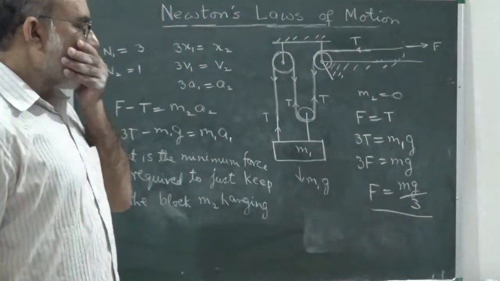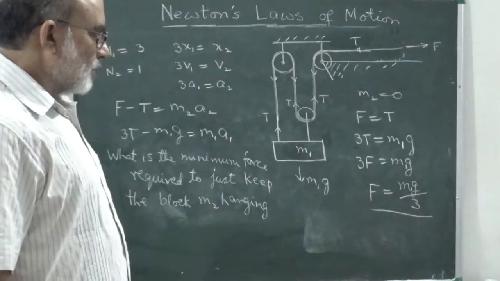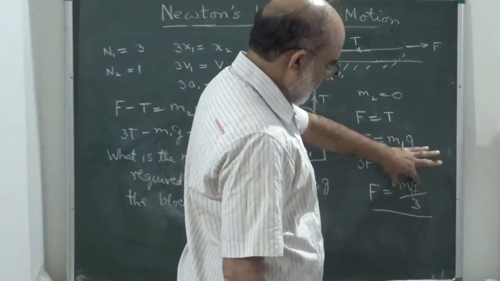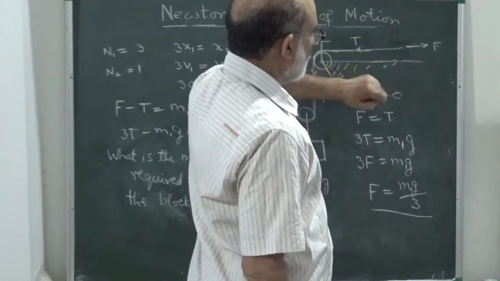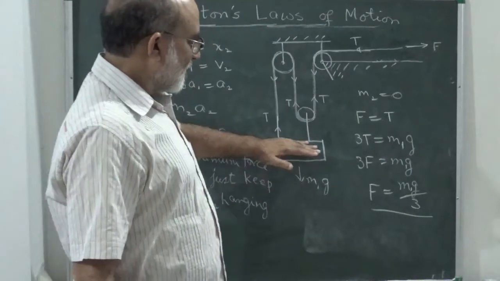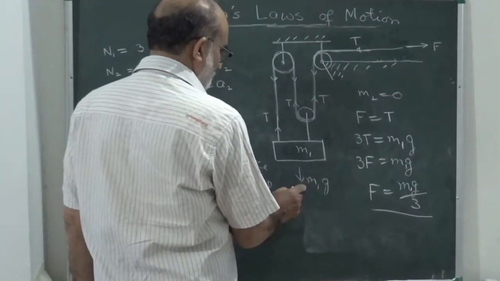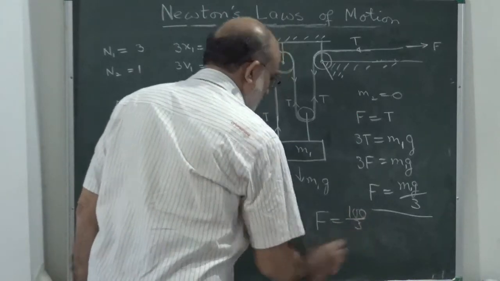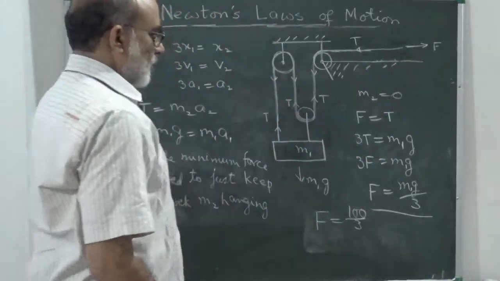Which means you have to apply only 1/3 of the force, equivalent to its weight, to lift this one. So this is a kind of crane system. Suppose this is 100 kilograms, then you have to apply only F equal to 100 by 3. So it is 1/3 of its weight force that is required just to keep it hanging here.